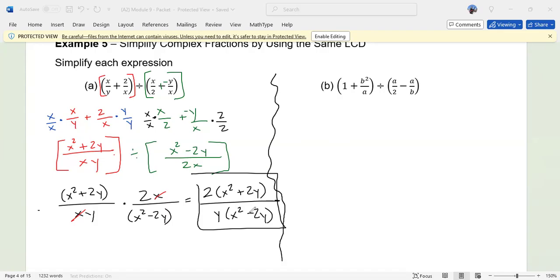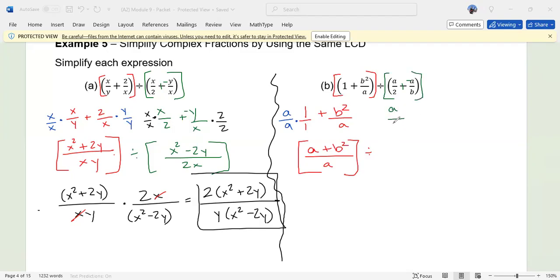Okay, last example. If you want to give this one a go on your own, go ahead and pause the video. If not, let's go ahead and work our way through it. So our left one, we've got 1 plus b squared over a. It's essentially 1 over 1. So let's go ahead and multiply this by a over a so that we have a common denominator of a. So we now have (a plus b squared) over a. That'll be our left one. We are dividing.